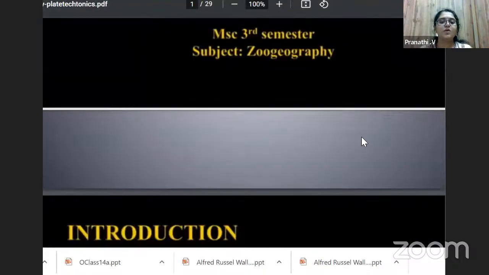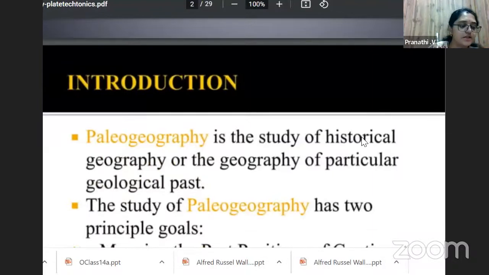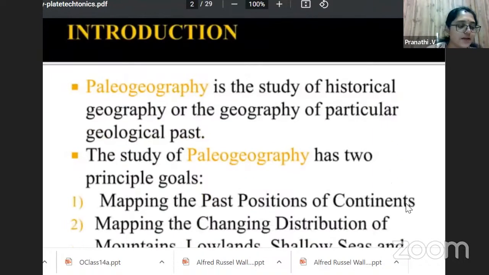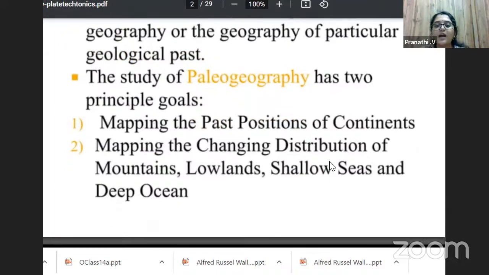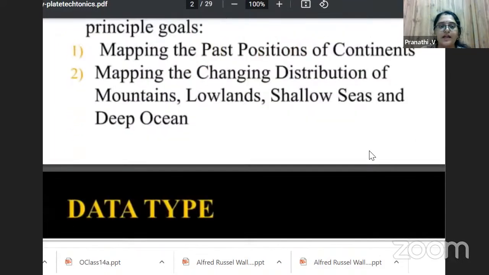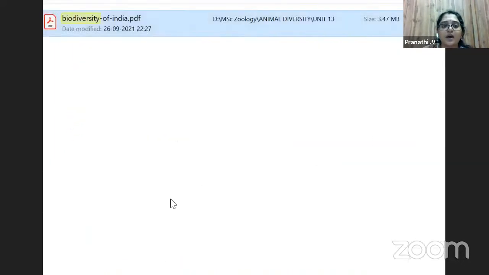Right. So when it comes to continental drift, we have something called Wegener's continental drift theory. So this is all in paleogeography. Paleogeography is the study of the historical geography of the Earth. So this includes mapping the position of the continents that was there earlier, and how it has changed the distribution of the lands.